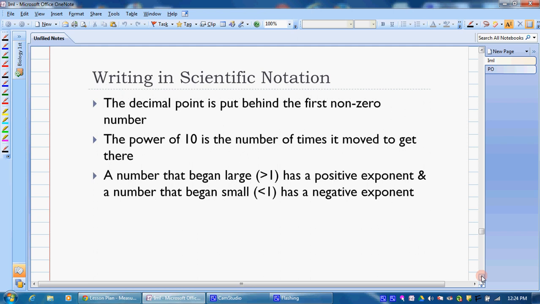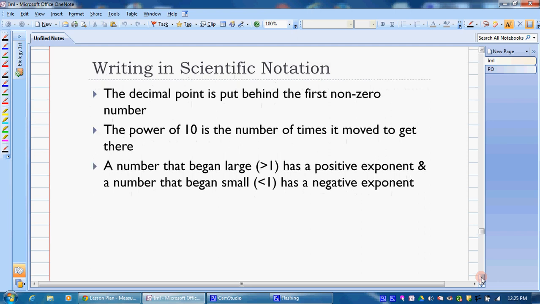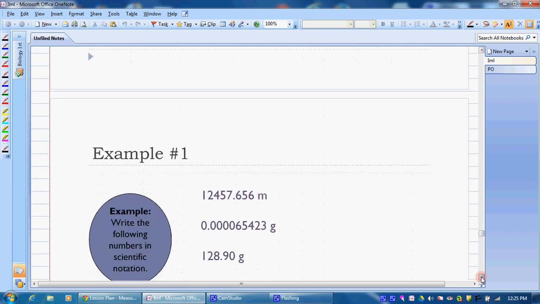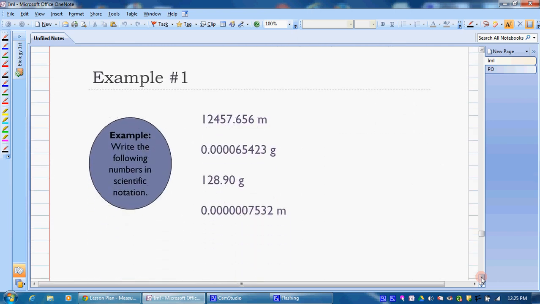So a decimal point is put behind the first non-zero number, and then the power of 10 number is the number of times that the decimal place gets moved. A number that begins as very large has a positive exponent, and a number that begins as a very small number has a negative exponent. So if we look here, I'd like you to pause the video and write these into scientific notation to see how much you remember.